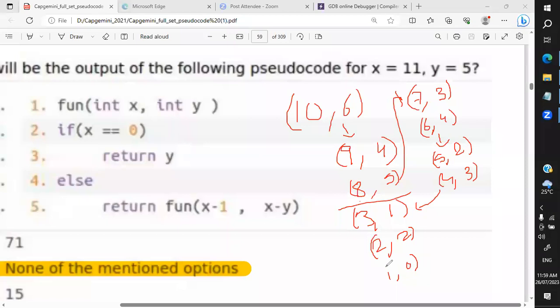1 comma 0 it will call. For 1 comma 0 it will call the function, 1 equal to 0 is false. It will still call 1 minus 1, 0 comma 1 minus 0. 1 minus 0 is 1. It will call the function with 0 comma 1. When I call the function with 0 comma 1, x is 0, true. So it returns 1, the y value, 1. That's it. Just need to keep track of these recursive calls.